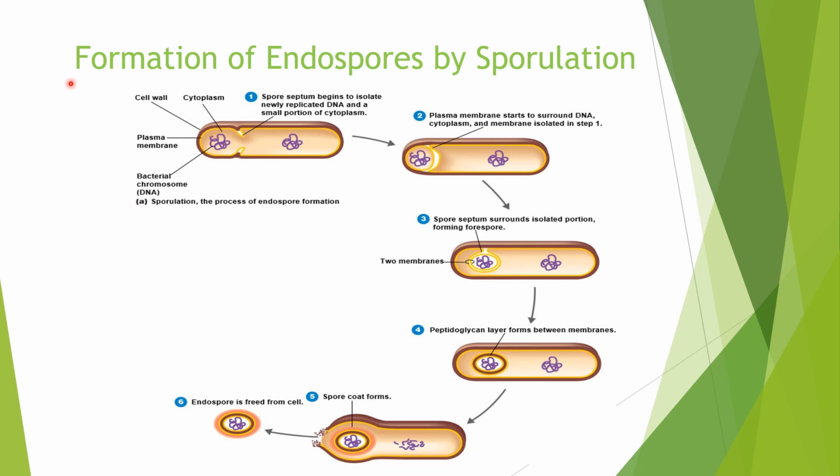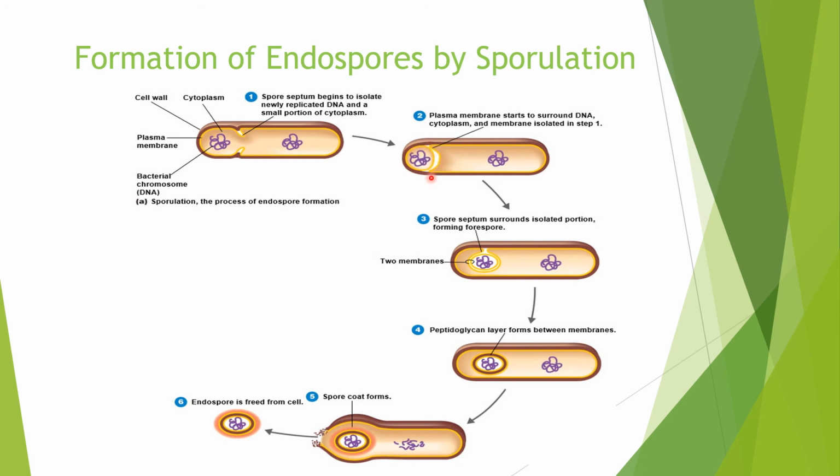What happens is the bacteria starts replicating its own DNA, making extra copies. So let's say here's the original DNA, and it's going to replicate it. Here's the replicated DNA. Then, as you can see, the plasma membrane starts to enclose around that newly replicated DNA. You can see it's encapsulating it, and it continues until it's separating it from the rest of the bacteria. Within this capsule, you have the DNA and some of the cytoplasm.